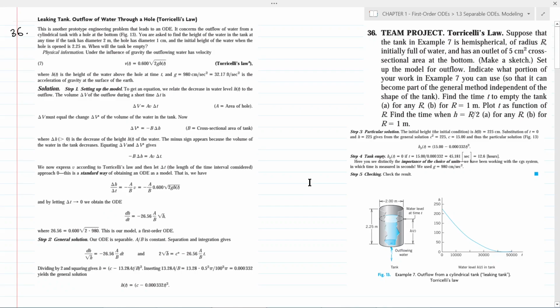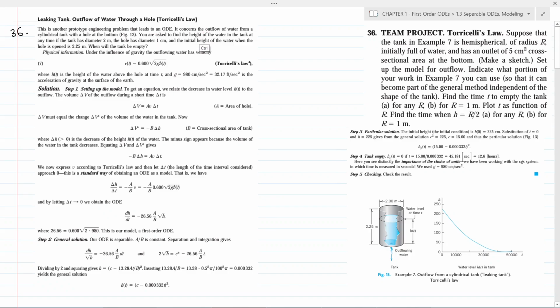This is the example 7 from the book. This example is regarding Torricelli's law. The statement of the problem is: leaking tank, outflow of water through a hole, Torricelli's law. This is another prototype engineering problem that leads to an ODE.